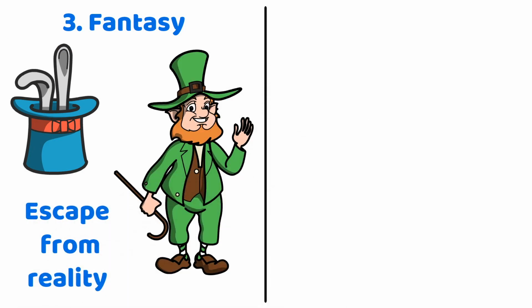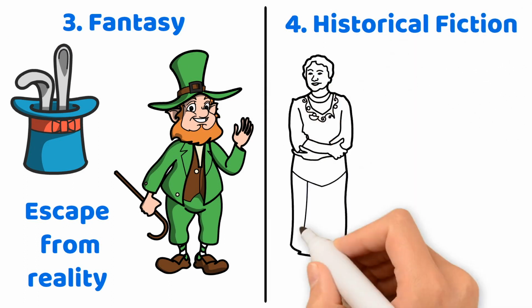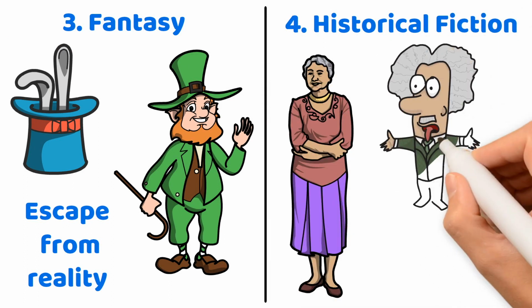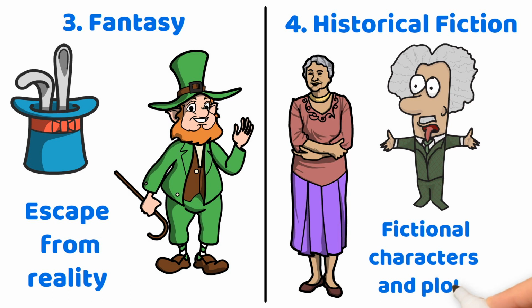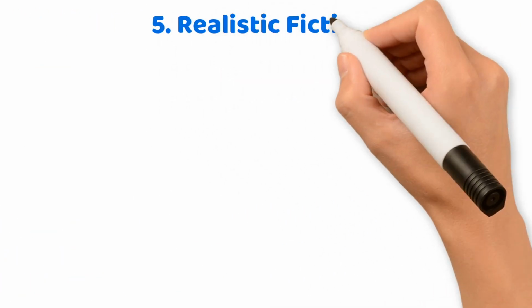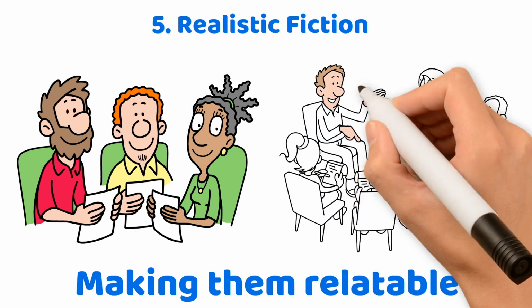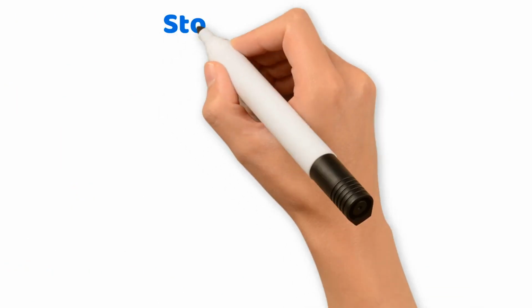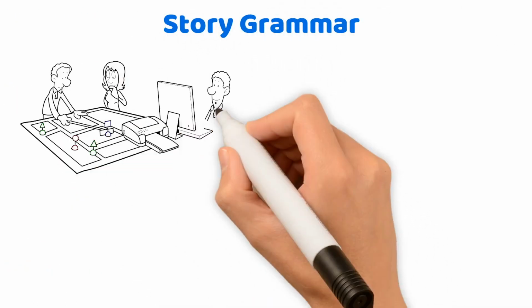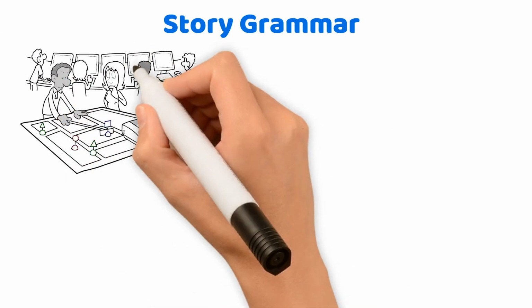4. Historical fiction. These stories are set in the past and woven around historical facts, but they include fictional characters and plot. 5. Realistic. These stories could happen in real life and often tackle contemporary issues, making them relatable and useful for discussion and social learning.